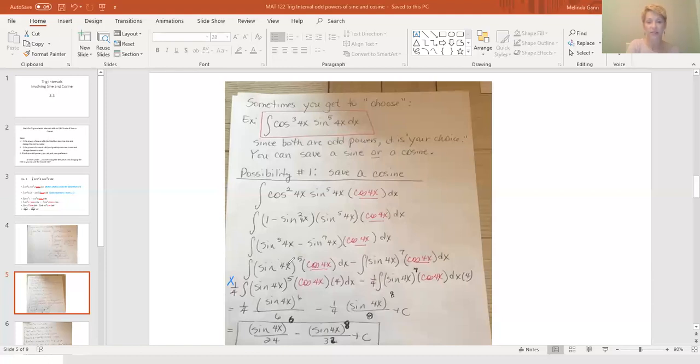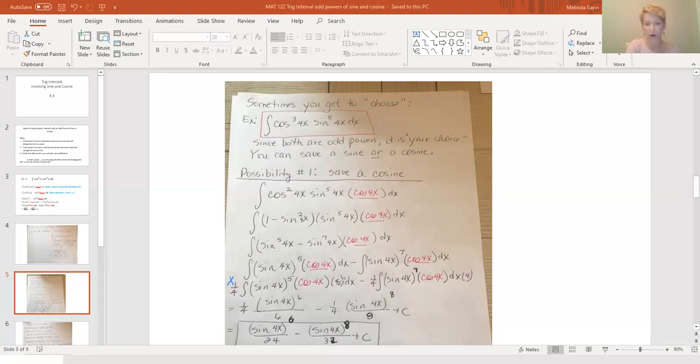So what's the derivative of sine of an angle? Well, it's cosine of that angle, okay? So cosine of that 4x. Then I need the derivative of the angle. So I need the derivative of the 4, all right? So I need that 1/4 out here.